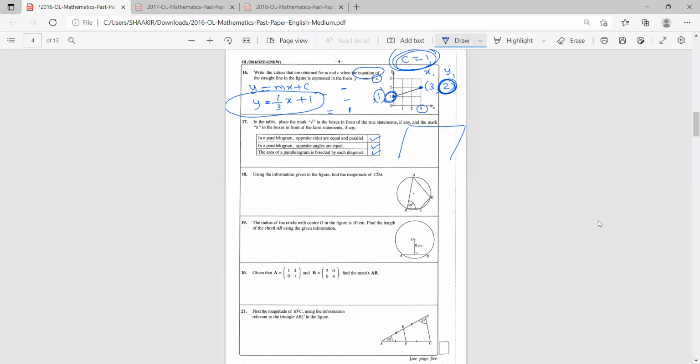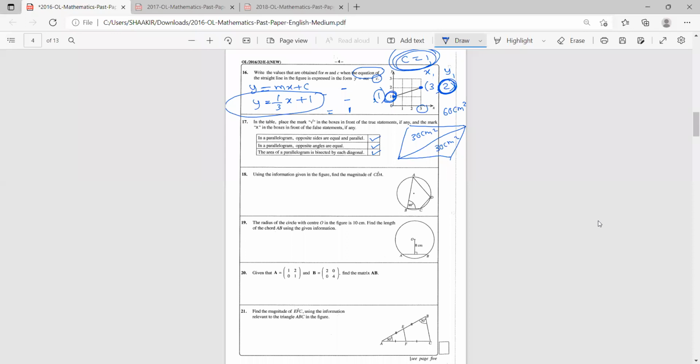Okay, let's assume this as the parallelogram, children. Diagonal means, for this only we say diagonal. You can draw two diagonals for the parallelogram. So if you draw this diagonal, now assume the parallelogram's area is 60 centimeters squared. So due to this diagonal, children, this side will be 30 centimeters squared, this side will be 30 centimeters squared.